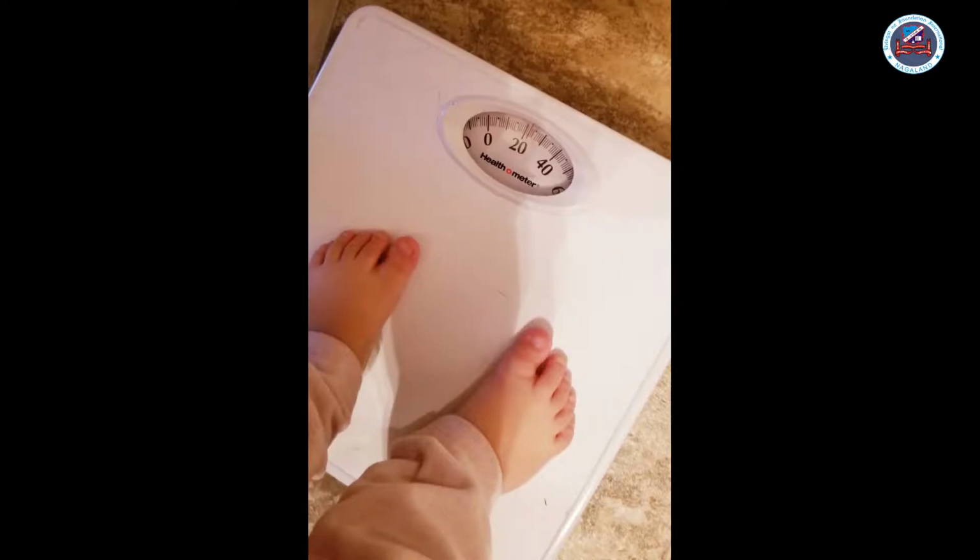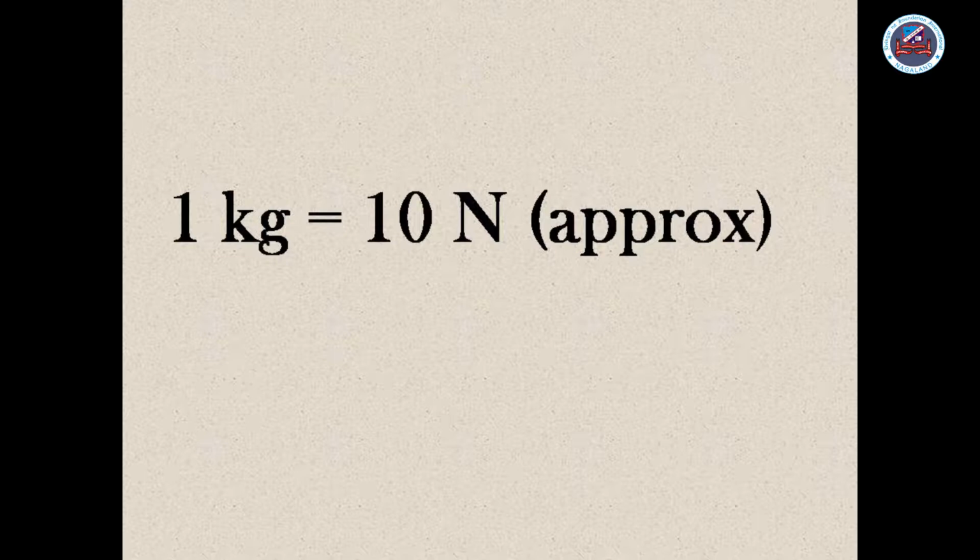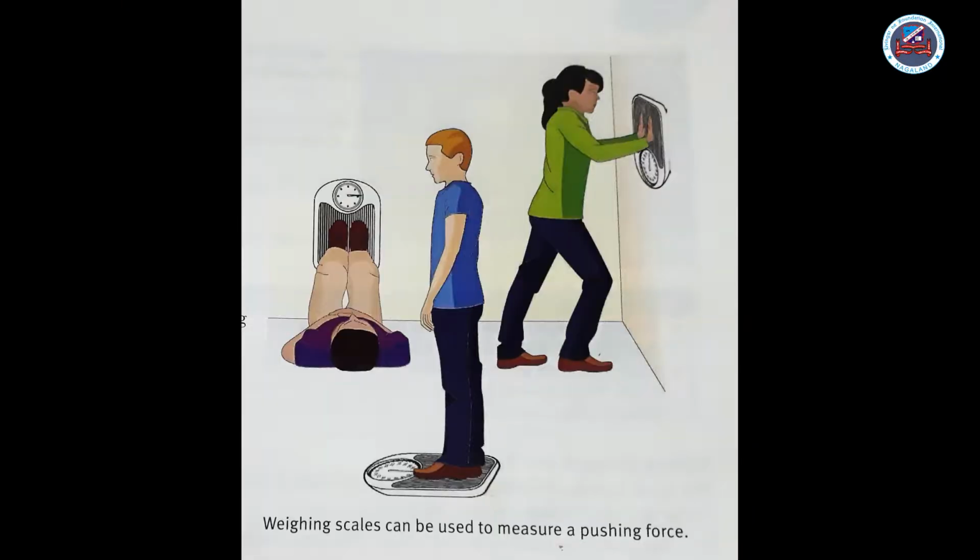If we stand on a weighing scale and see the weight, it shows in kgs. So, in order to convert it to newtons, we can multiply it by 10. So, 1 kg equals 10 newtons. Similarly, 5 kg equals 50 newtons. You can check how much force you can apply by trying in different positions.